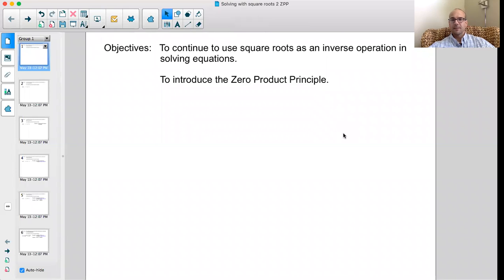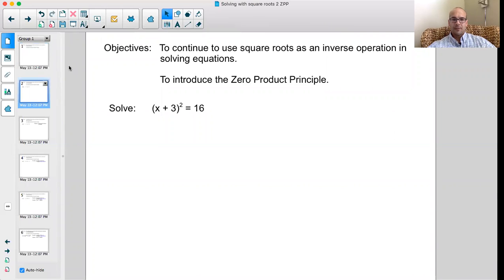Okay, there's two objectives in this video. First one is to continue to use our square roots as an inverse operation to solve equations. We'll look at some more complex equations where you still want to use square root to kind of unsquare something. And then we also want to introduce something for the next round of equation solving called the zero product principle. So we'll do that at the end.